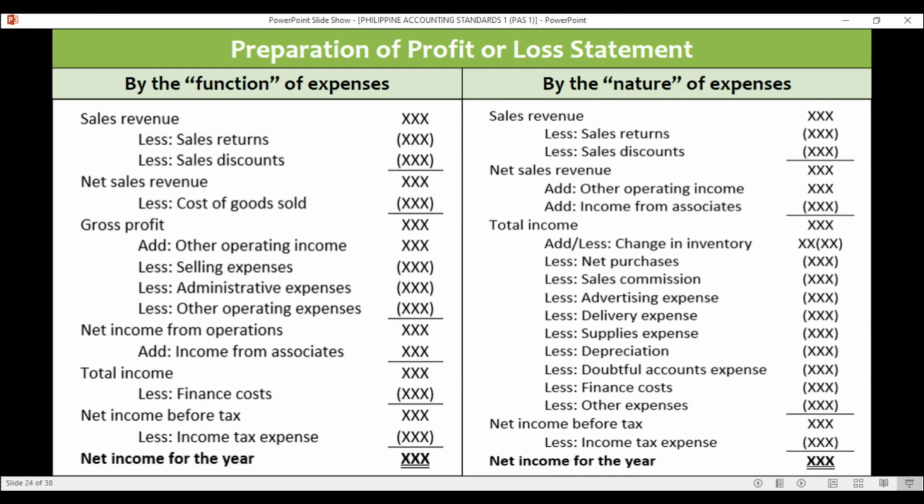I leave it to you to judge how to appreciate the difference between the functional presentation and the natural presentation of the profit or loss statement. Under either approach or method of presentation, the net income for the year should be the same. So if we compare functional presentation and natural presentation, we can at least compare by a simple item: the presence of the cost of goods sold account.